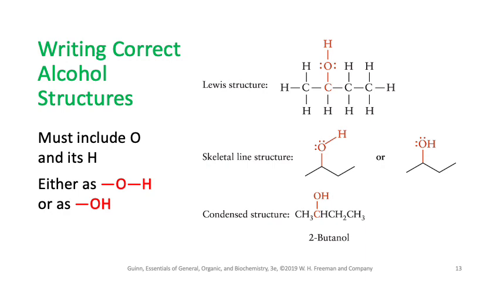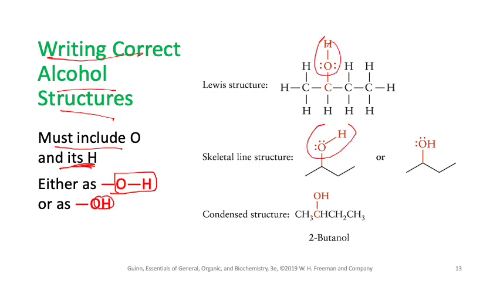And we already talked about writing the correct alcohol structure, which must include oxygen and its hydrogen. So it can be written as O bond H, or just OH. We already talked about this, right? So that's why we have different alcohol groups in here.